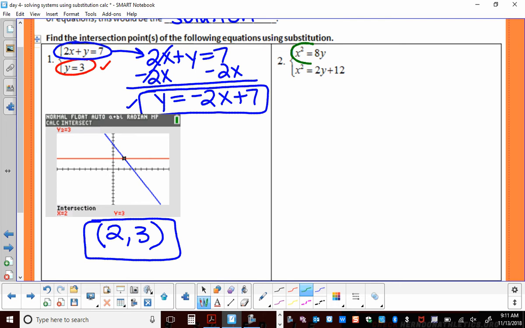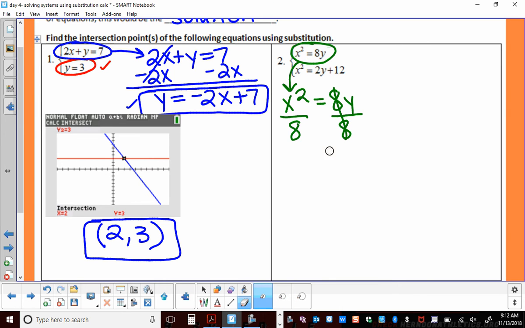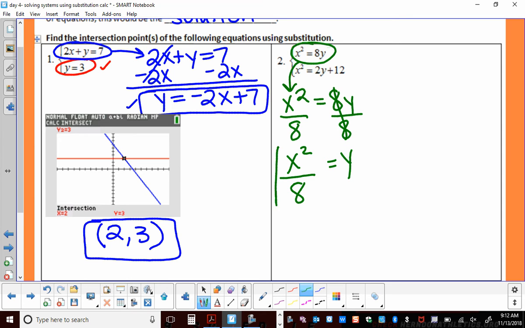Number 2, let's take this first equation. We have x squared equals 8y. What do I do when I solve for y? Divide by 8, right? That cancels out. So that means that I have y equals x squared over 8. So you like that. If you want to box it up just so you can not get lost in your work.